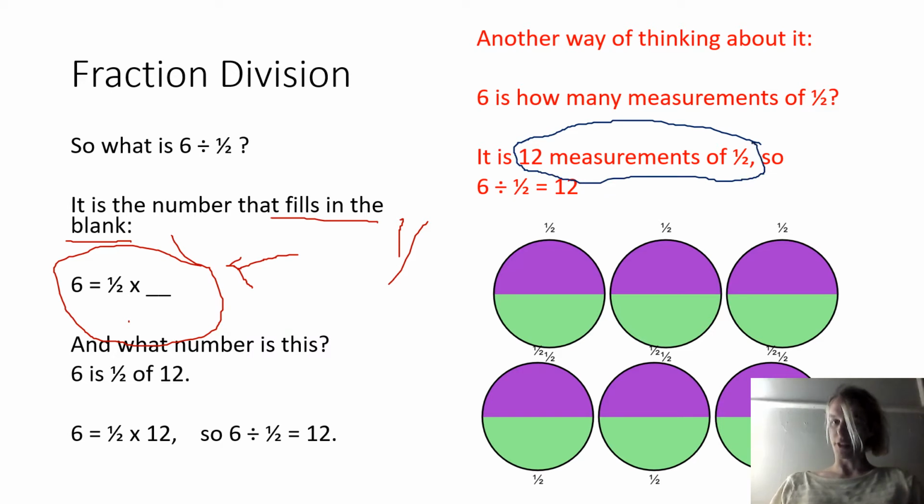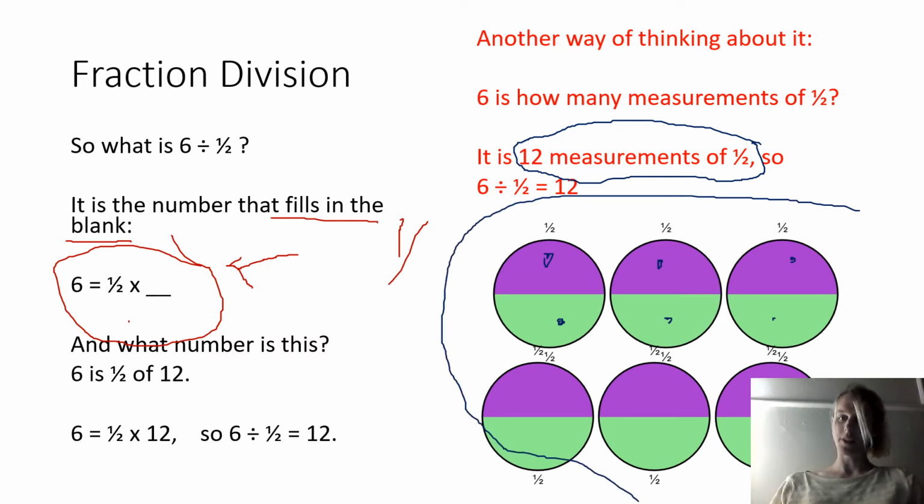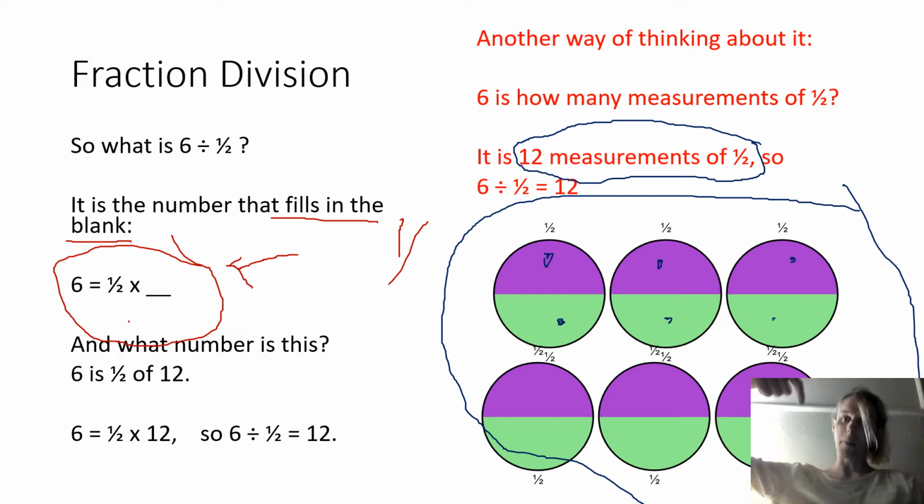So this is a little picture of that. Here's a picture of 12 half cups of flour. And when all those 12 half cups of flour are put together, what do we get? We get 6 cups of flour. So in other words, 6 is equal to 12 measurements of a half. If I'm in the kitchen and I have a half cup measuring spoon, I need 12 of those measurements to get 6 cups of flour.